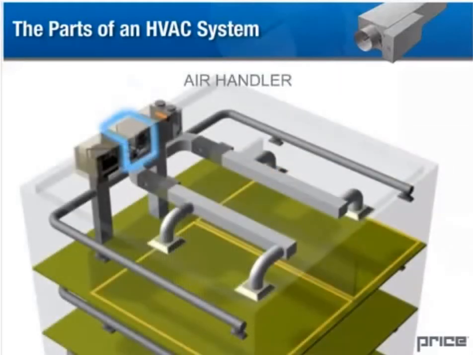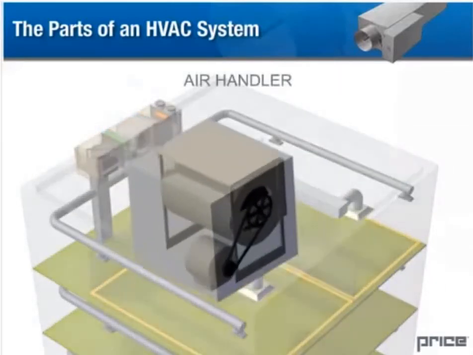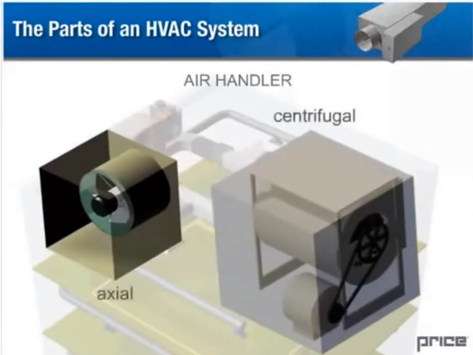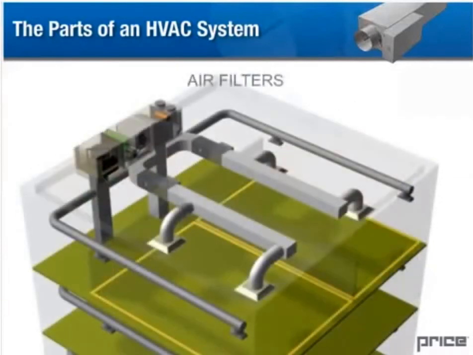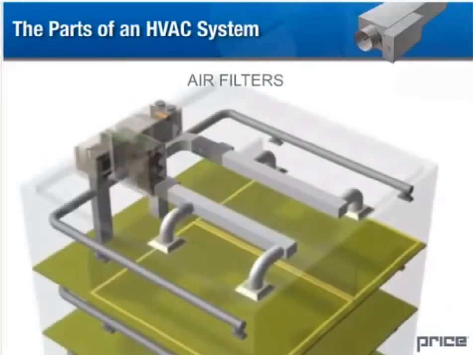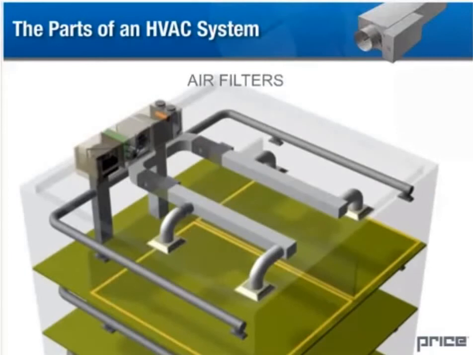The air handler is a fan or a blower that moves air throughout the building's ductwork. Axial or centrifugal fan types may be found in the air handler. Air filters. Depending on the requirements of the occupants and the activities in the building, various grades of air filters are used in the system. General purpose air filters will be included in the air handler itself, while more sophisticated filters, such as HEPA filters, may be used in the downstream ductwork.